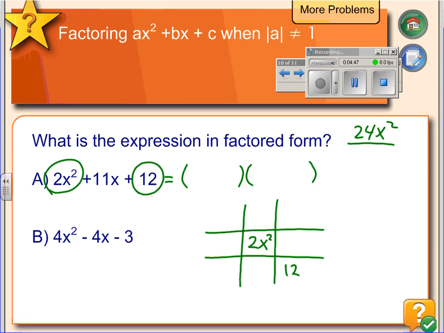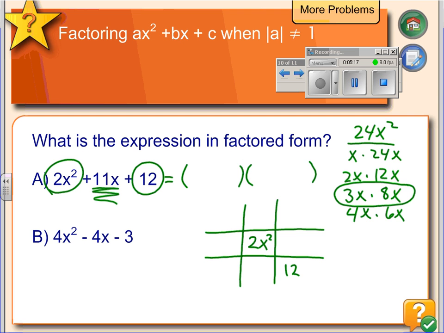So we want everything that multiplies together to make 24x squared. So x times 24x gives us 24x squared. 2x times 12x gives us 24x squared. 3x times 8x, 4x times 6x. So this is similar to how we were factoring earlier. Now we look at our choices, our 4 possible choices, and we want to find the one that adds up to 11. Well, 3 plus 8 is 11, so those two terms will go in these two boxes.